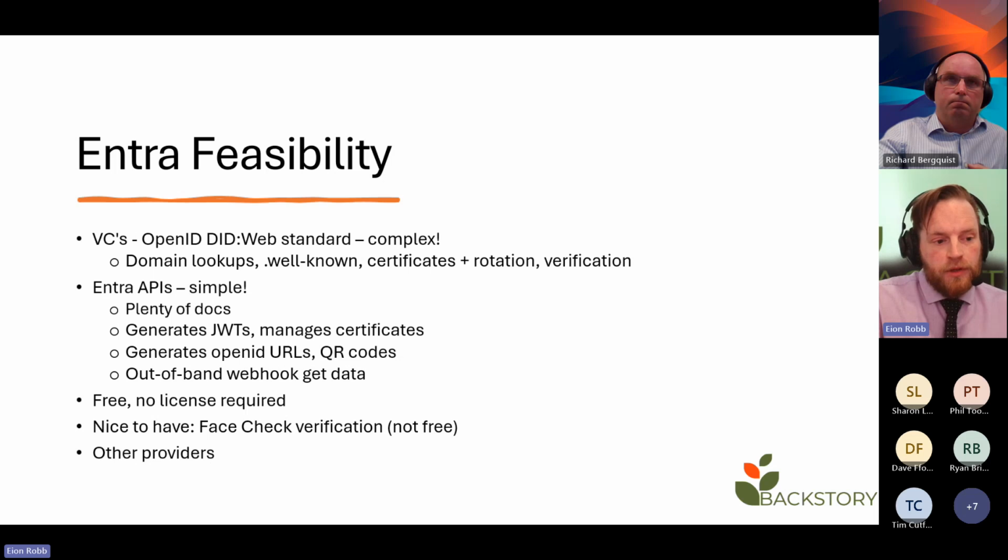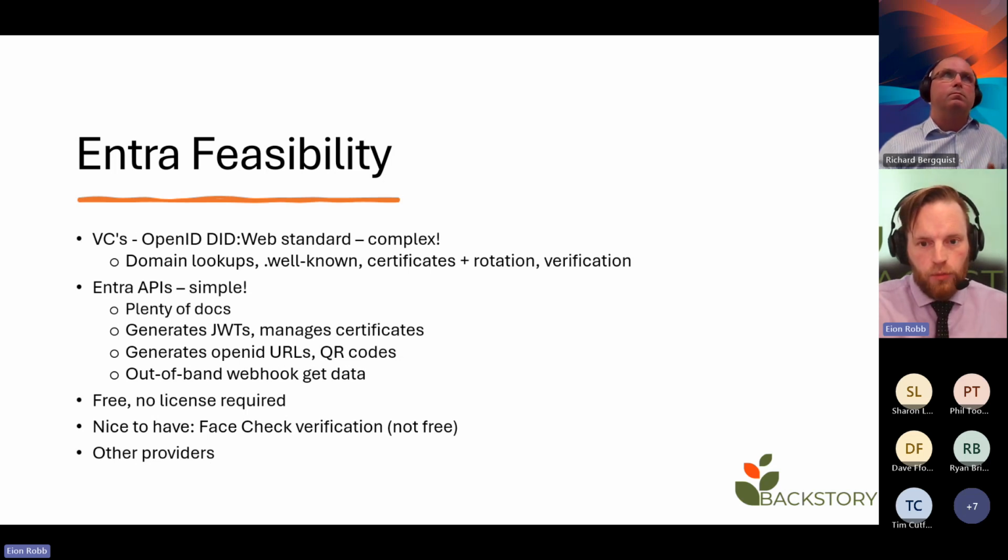Oh, and of course, because it's all open standards as well, there are other providers. So there's no kind of lock-in with Entra. If you want to start with the simple APIs and implement this, then you can either roll over to a different provider or implement it all yourself.